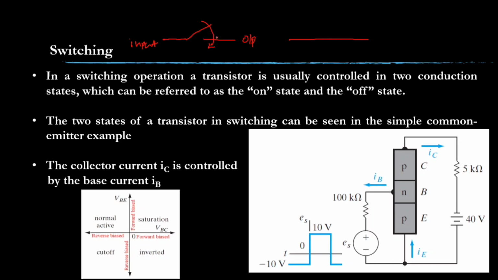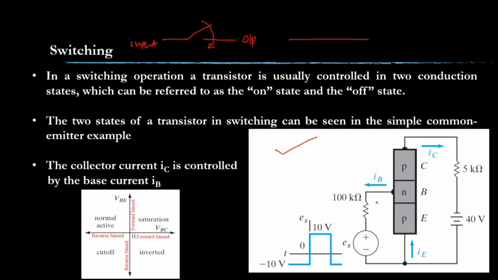The same application I can do using the BJT also. So how do we do that? Let's see here. In a switching operation, a transistor is usually controlled in two conduction states, which can be referred to as the on state and the off state. Okay, so look at this diagram. Using this diagram, we are going to explain everything about switching.